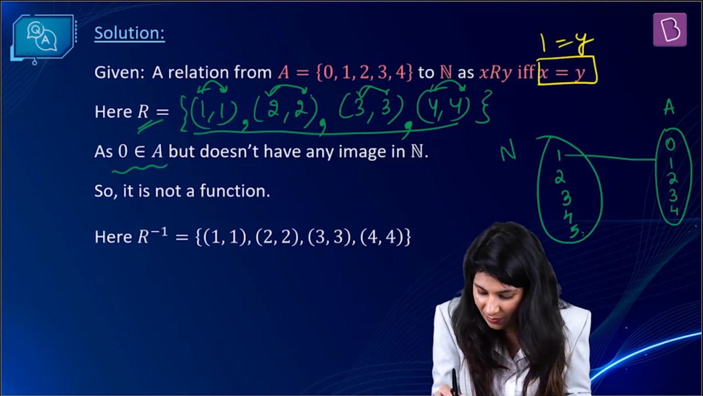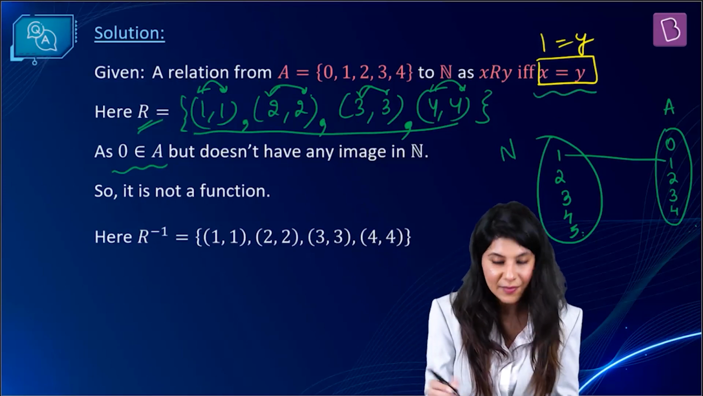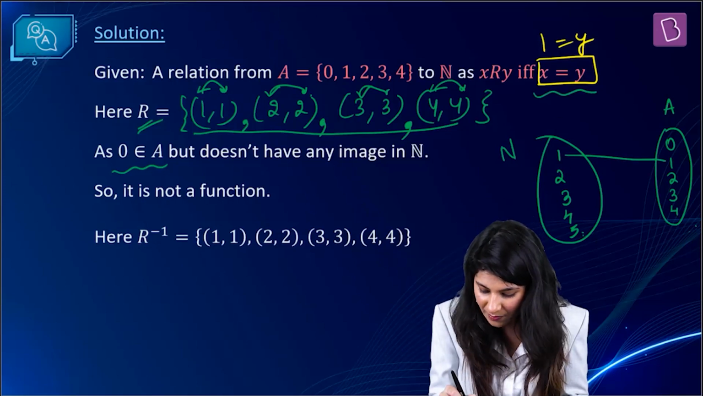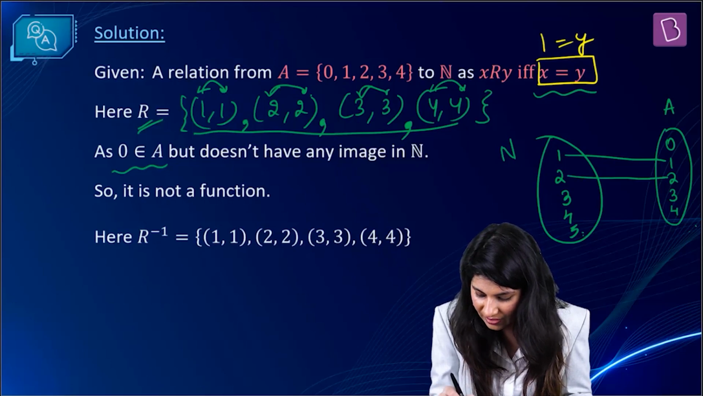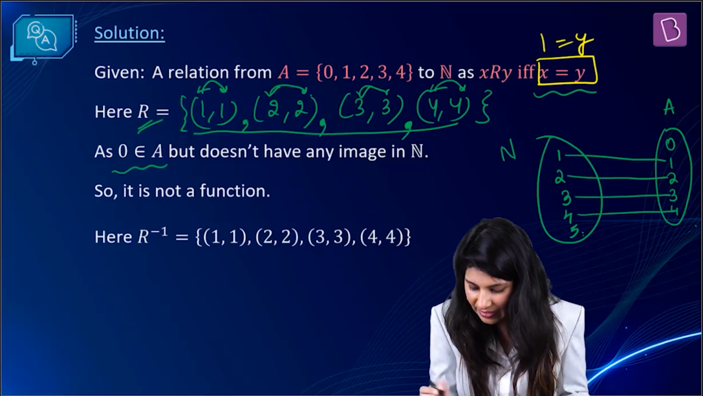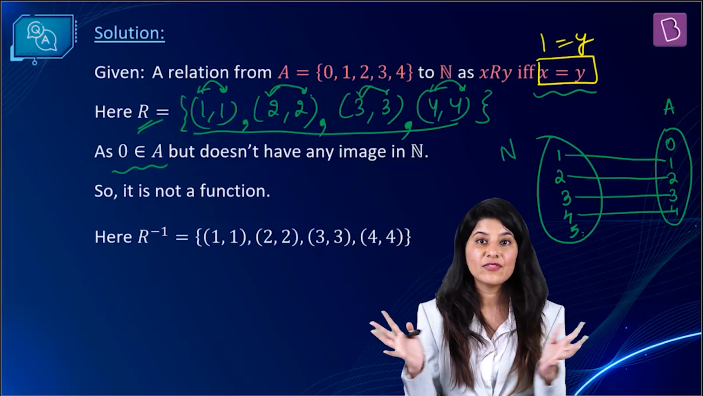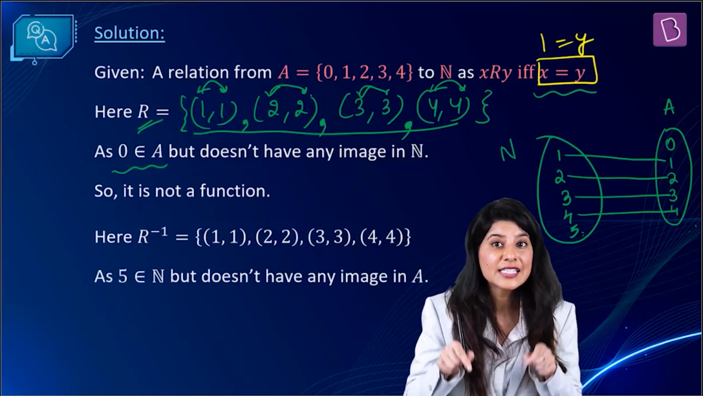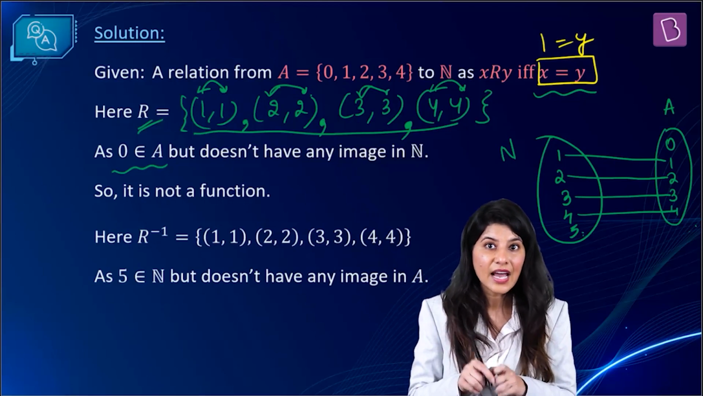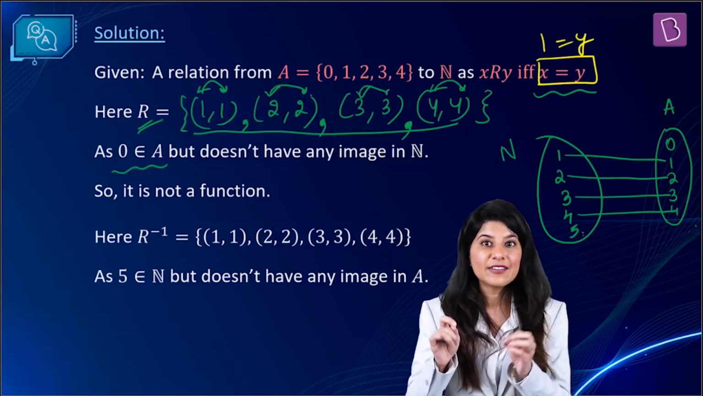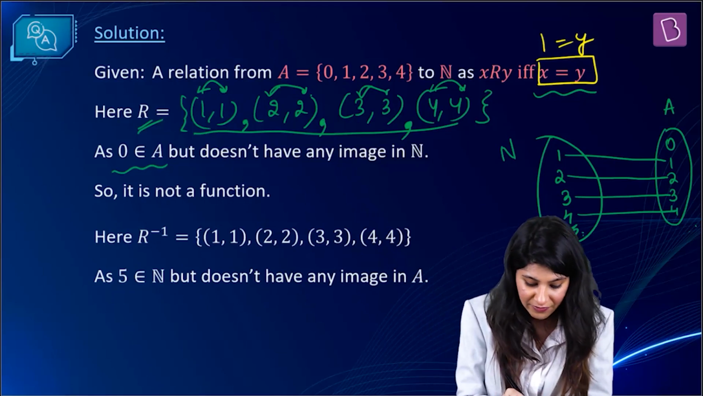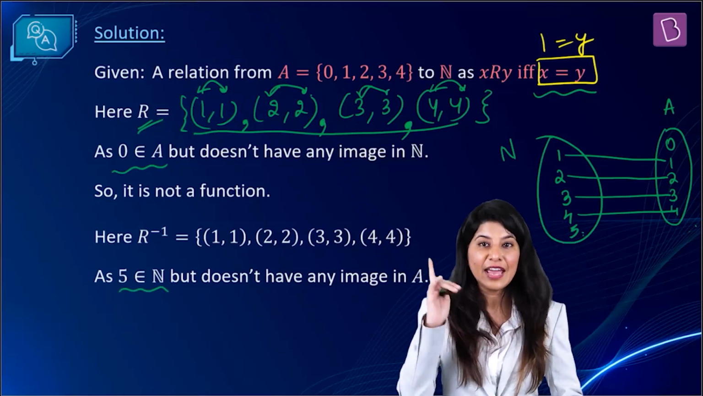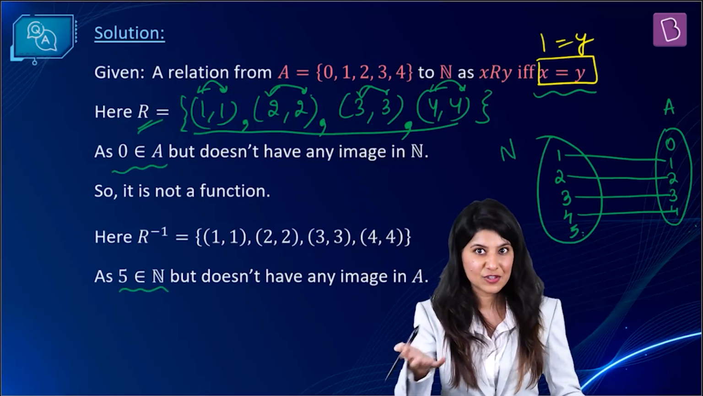Now, 1 will get mapped with 1. The relation is the same, x equal to y. Then 2 will get mapped with 2, 3 with 3, and 4 with 4. But 5 is not matching with anything. Hence, 5 is left out in the first set. I don't want any element to get left out in the first set. So 5 belongs to the natural numbers but doesn't have any image in the next set, which is set A.